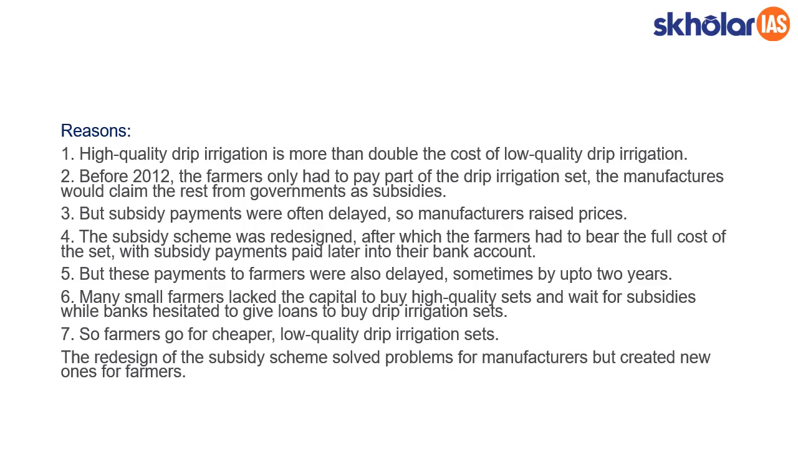But this subsidy is also delayed. As a result, now farmers have no option but to buy a cheaper variety of drip irrigation system, which is of low quality. And so the basic reason behind farmers buying cheaper, low quality drip irrigation systems is the delay in subsidy. That is the one point that we need to be clear.